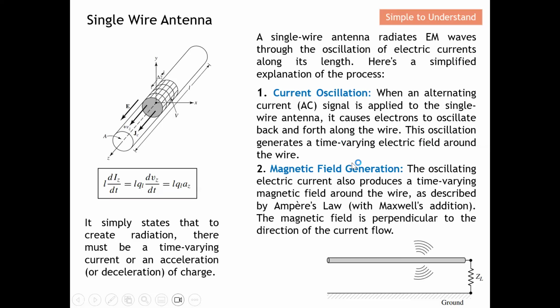So basically, let's focus on this magnetic field generation. The oscillating electric current also produces a time varying magnetic field around the wire as described by Ampere's law. So basically this is an addition to the Maxwell equations. The magnetic field is perpendicular to the direction of the current flow. If you remember the earlier discussion, the current flows along the conductor, either this way or back. So this is what I mean. The magnetic field is released perpendicular to the direction of the current flow.